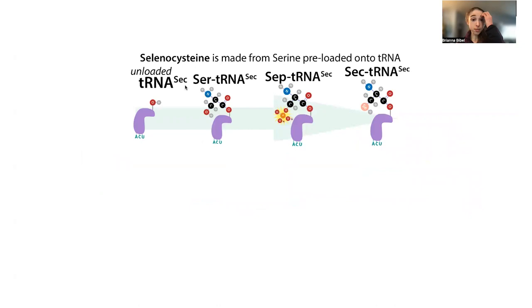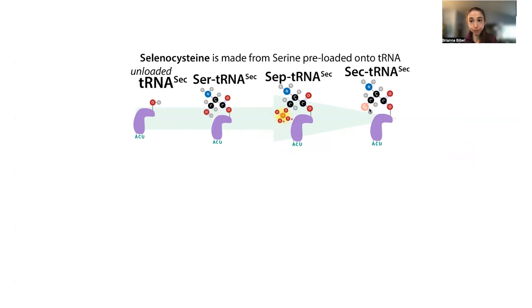It actually gets loaded first with serine, using the amino acid transferase that normally loads the serine onto a tRNA. So serine is like cysteine and like selenocysteine, but it has an OH, a hydroxyl group, instead of a thiol group in the case of cysteine, or a selenyl group in the case of selenocysteine. And then this serine is going to get phosphorylated to activate it, and then it's going to get changed into a selenocysteine. So you're going to swap out the oxygen for a selenium. And now this tRNA is ready to go.